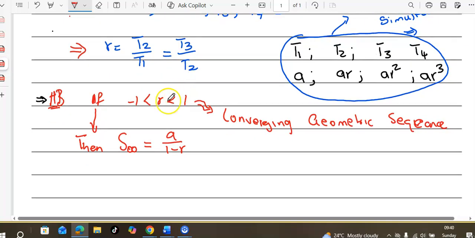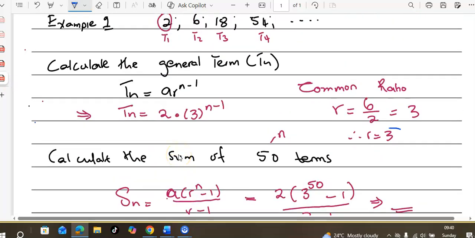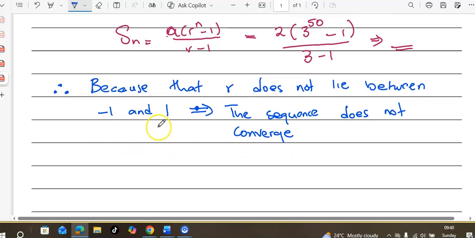We said that if the value of R is between 1 and minus 1, the series will be a converging geometric sequence. But in this case, the value of R is what? It is 3. 3 is not between 1 and minus 1. So the series does not converge.